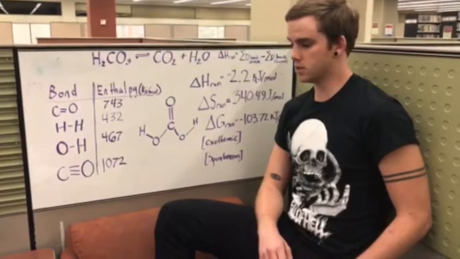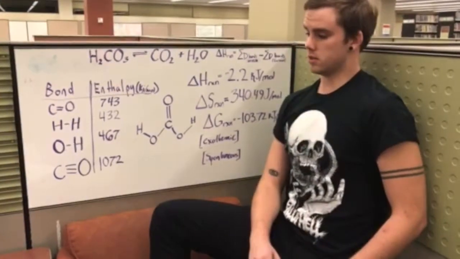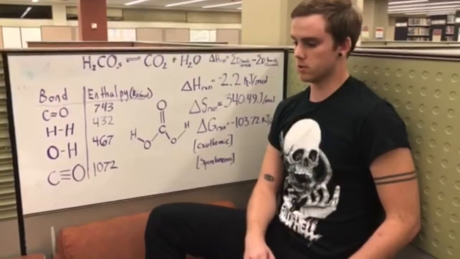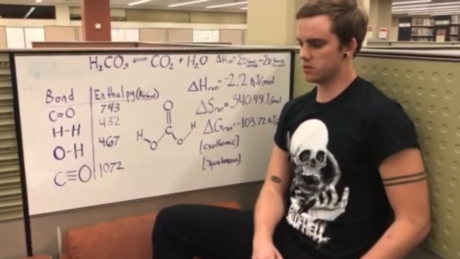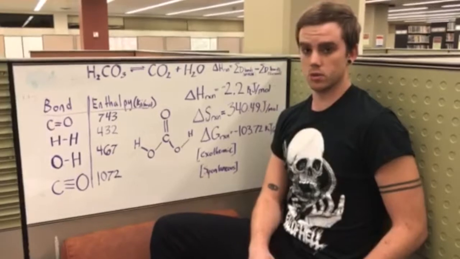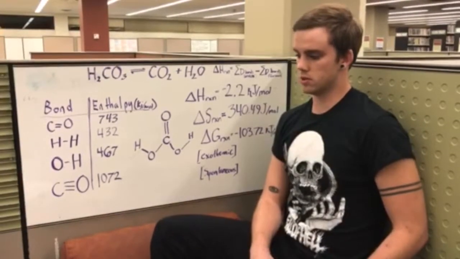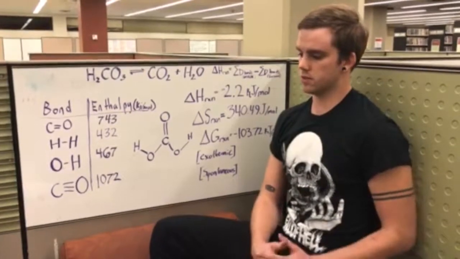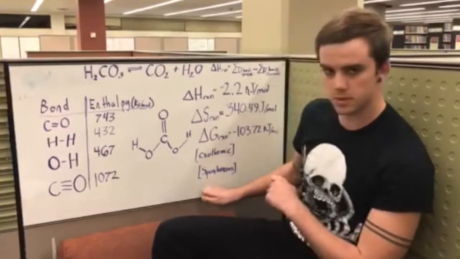The entropy of our reaction was also calculated by the same equation and turned out to be 340.49 joules per mole. Thus, the Gibbs free energy for our reaction was negative 103.72 kilojoules per mole. And a negative value for delta G indicates a spontaneous reaction.